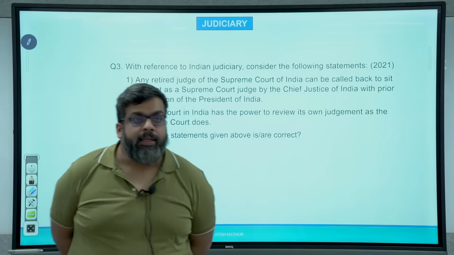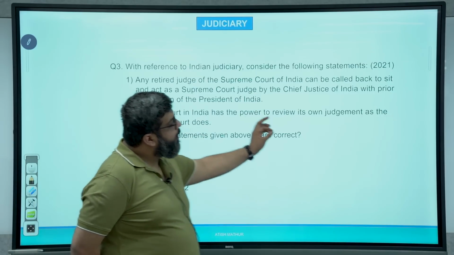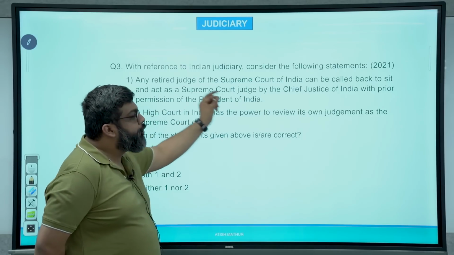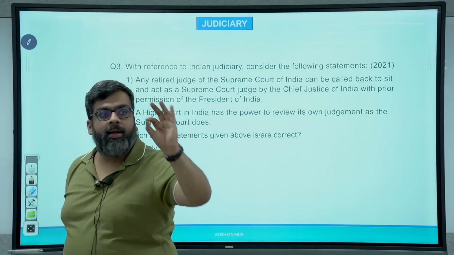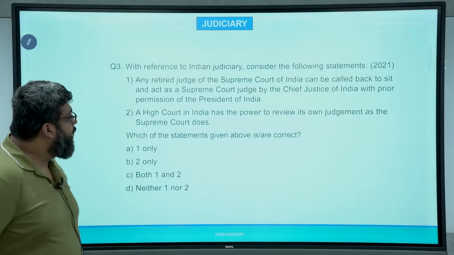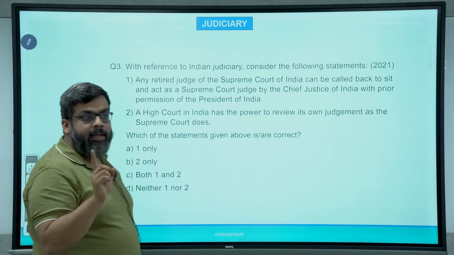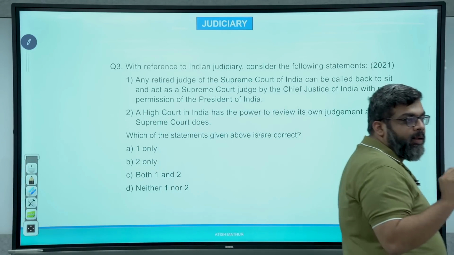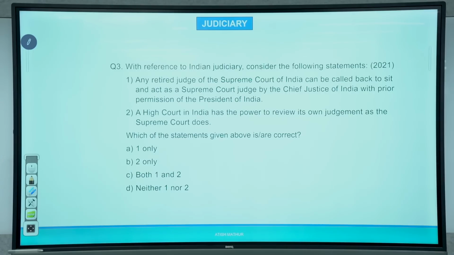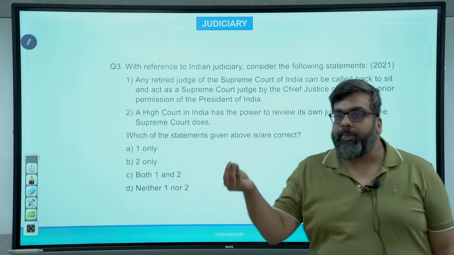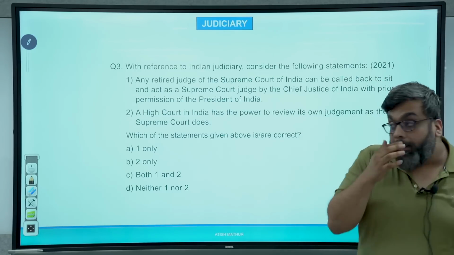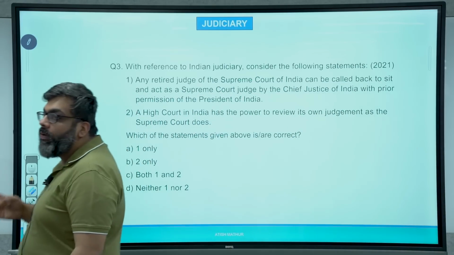What does this mean? A High Court in India has the power to review its own judgment as the Supreme Court does to review its own judgment. Does the statement mean this? Or does it mean that a High Court in India has review powers of its own judgments like the Supreme Court? It doesn't mean that. Translate it into Hindi: just as the Supreme Court can review its own judgment, the High Court can. Yes. The option is simply saying the High Court can review its judgment just like the Supreme Court can. We stay here: as the Supreme Court does.